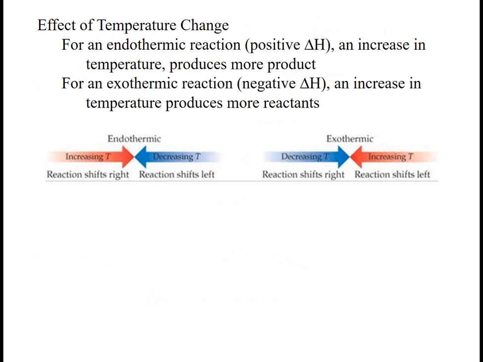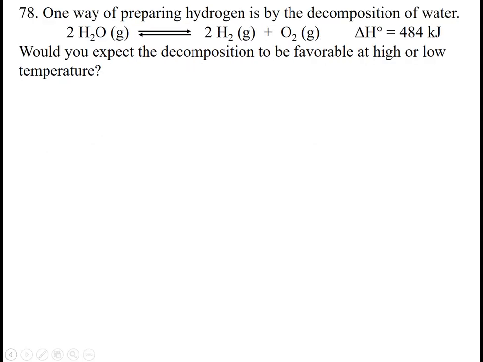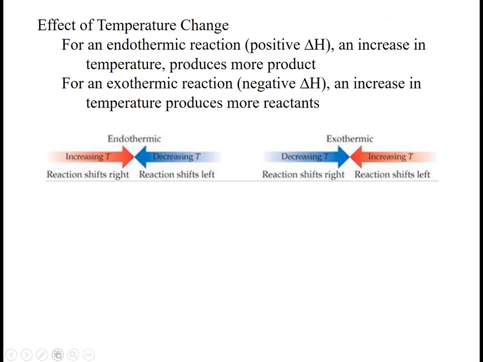The second part of this is a temperature change. And here's the way that it's stated in the textbook. I'm going to show you instead how I think about it when we get to the problem. For an endothermic reaction, an increase of temperature causes more product. For an exothermic reaction, or negative delta H, an increase of temperature produces more reactants.